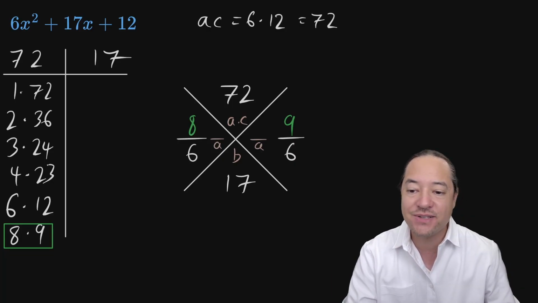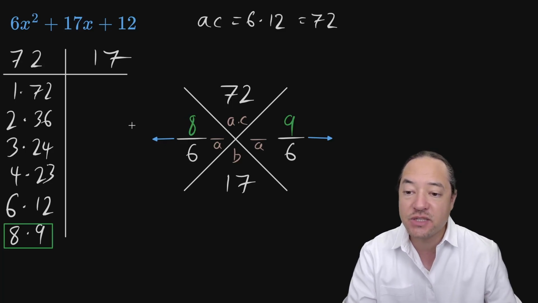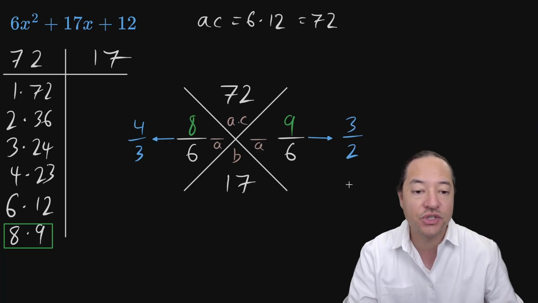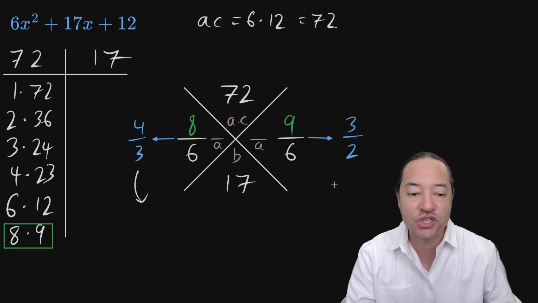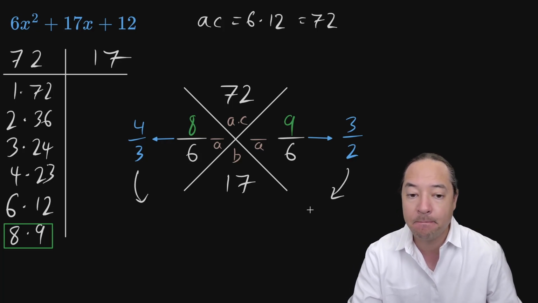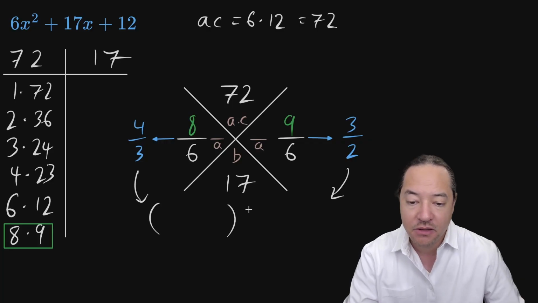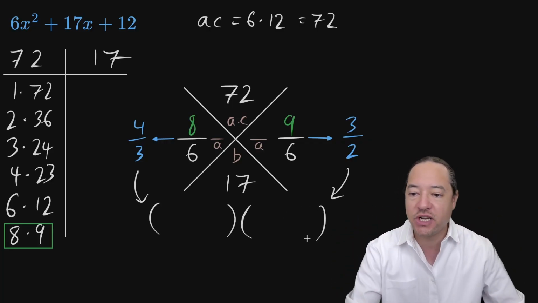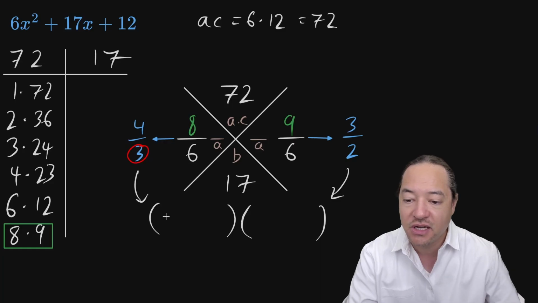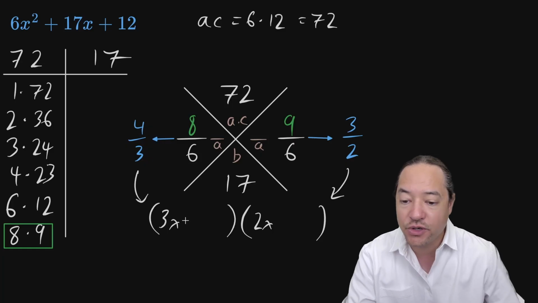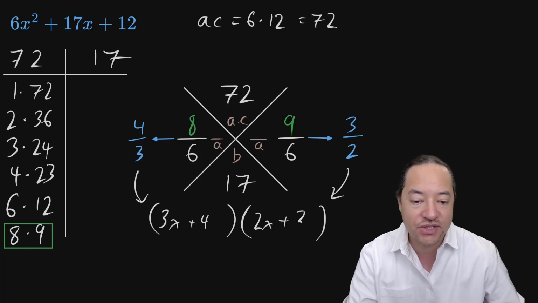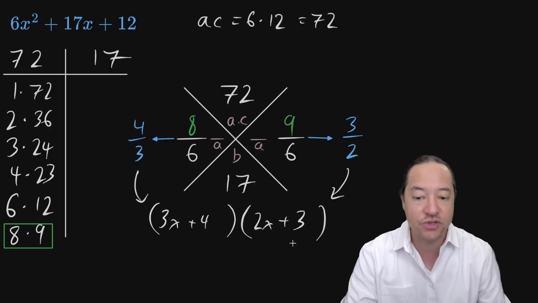What we want to do now is simplify these two fractions. If we simplify, 8 over 6 becomes 4 over 3, and 9 over 6 becomes 3 over 2. Now, once they are simplified, we're going to transform these into our binomial factors. We're going to do a bottoms-up transformation where the bottom number becomes the first number here: the 3 becomes 3x, this becomes a 2x, and then we're going to have a plus 4 here and a plus 3. So this should be the factorization we're looking for.